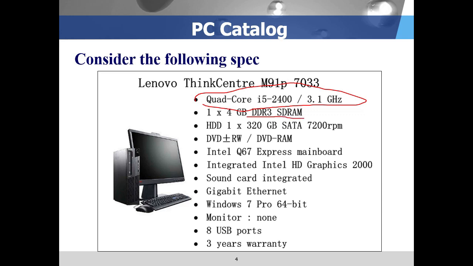And then you have a hard disk, which has 320 gigabytes of storage, with a SATA interface and a speed of 7,200 RPM. And then you have a DVD, main board, graphic card, sound card, etc. And we are going to study every one of them.